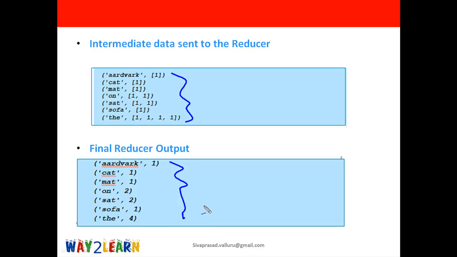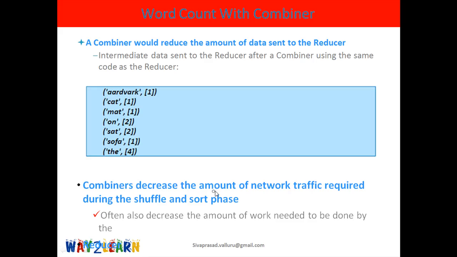In case you don't use a combiner, this is the flow. But if you use a combiner, what happens? Combiner will combine the data on the mapper side only. So instead of sending the and 4 ones, the combiner will actually compute the sum on the mapper node itself, and the amount of data which is transferred is reduced.